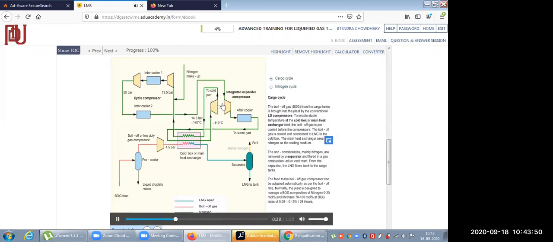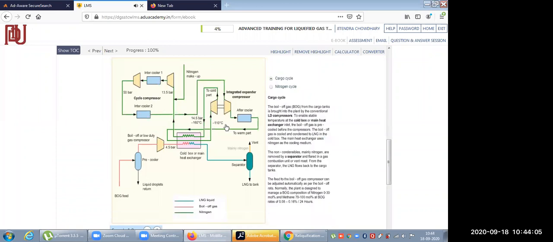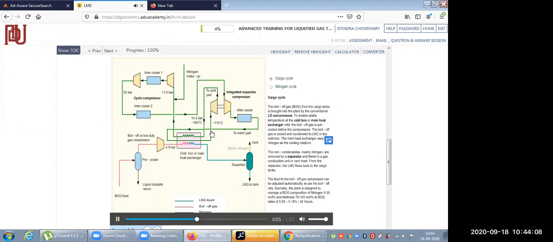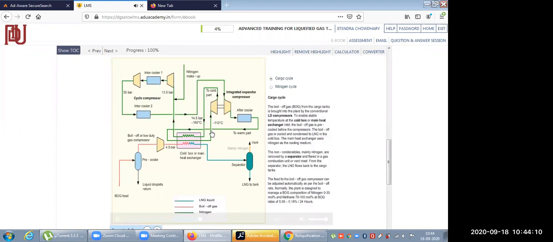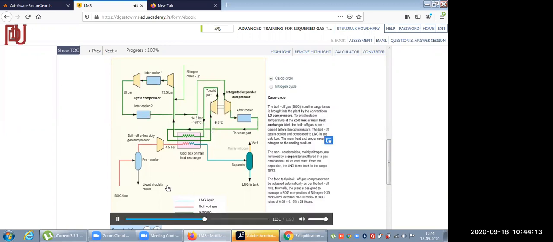It is a multi-stage compressor, and then the gas is expanded, cooled, and passed through the cold box, which cools the boil off gas, and the gas is cooled by these intercoolers. The composition is generally maintained at nitrogen 0 to 30% and methane 70 to 100%, and the boil off rate is 0.08 to 0.16% per 24 hours.